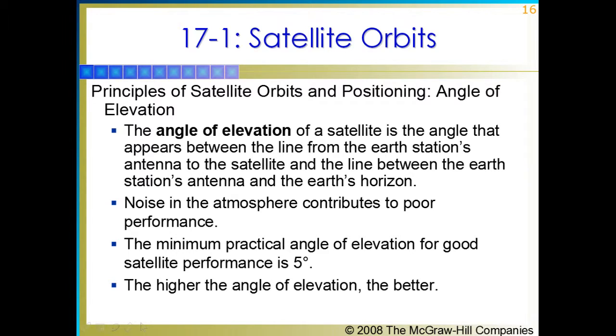The angle of elevation of a satellite is the angle that appears between the line from the Earth station's antenna to the satellite and the line between the Earth station's antenna and the Earth's horizon.